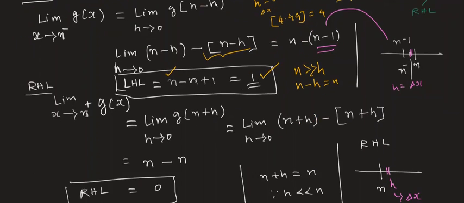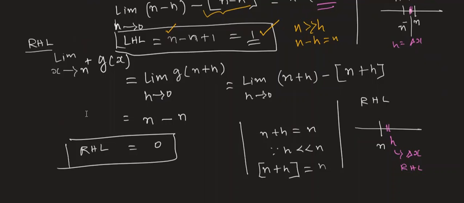Let us consider the RHL part. When we consider the RHL, limit x tends to n plus of g of x. So limit of g of n plus h, where h tends to 0. Let us expand it: limit h tends to 0 of n plus h minus the floor function of n plus h.